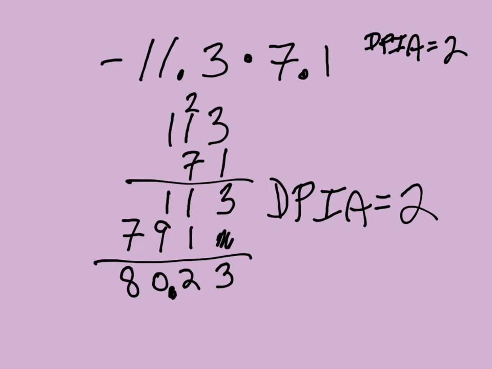And that's our answer. And now we need to check one more thing. Who remembers what one more thing we need to check? We need to check to see if it's positive or negative. And since they're different signs, the answer is negative 80.23. And that is how you multiply two decimals.